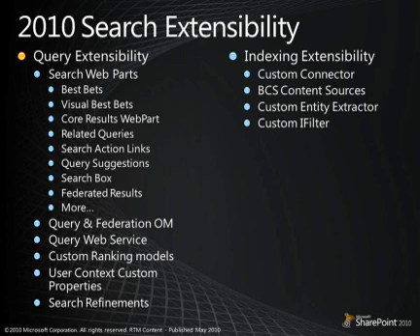Adding BCS content sources, much like what was possible in MOSS, is a method you might use to allow search of your line of business data. Fast allows you to plug in custom identity extractors, which allow you to write managed code which is injected into the entity processing pipeline to perform additional property extraction or modification as each entity is processed.